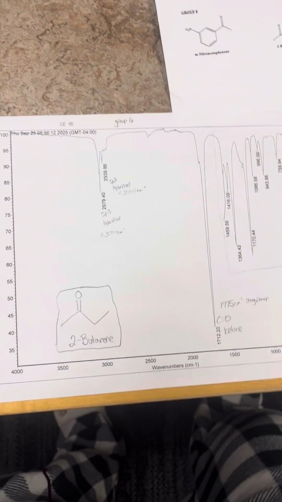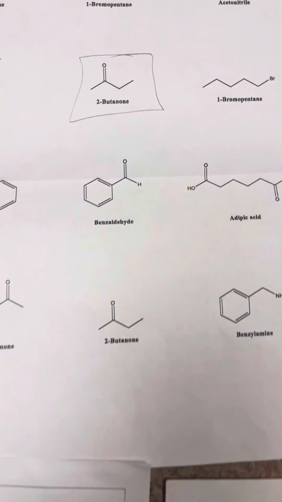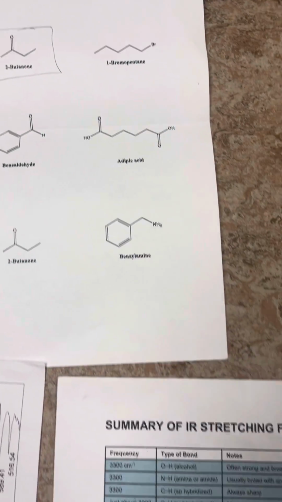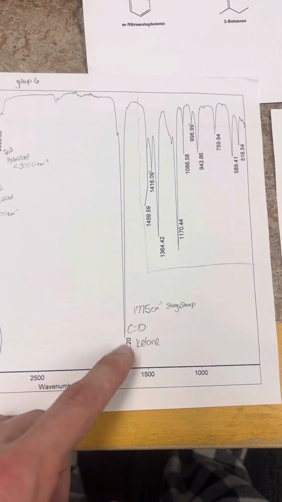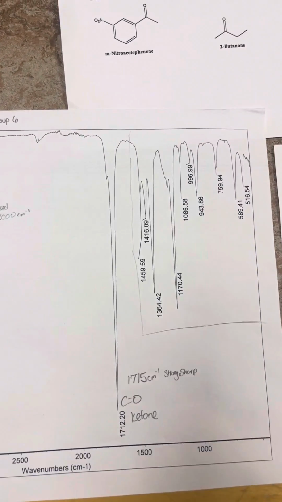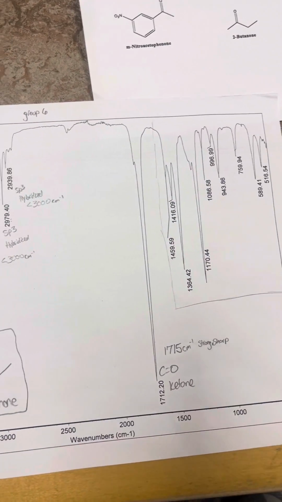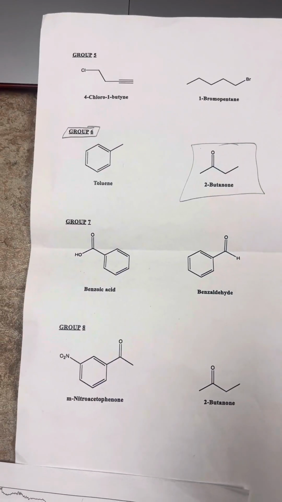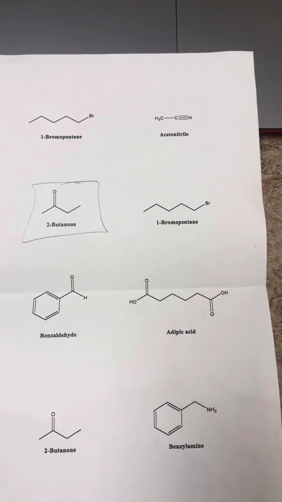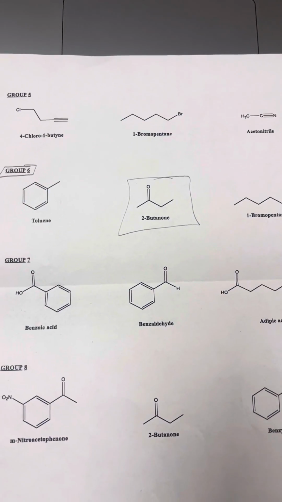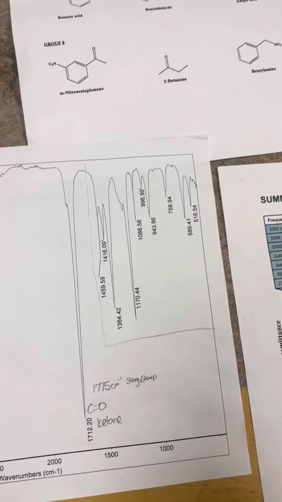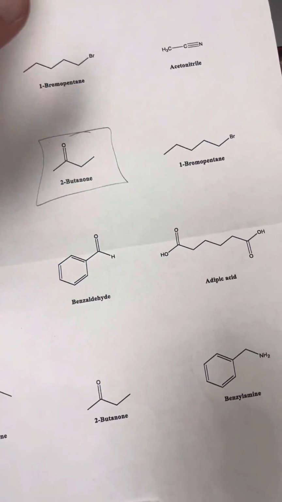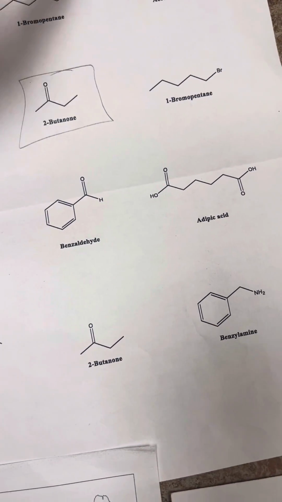So our final identification here, we can strongly confirm that it is going to be 2-butanone because of the C double bond O and the sp3 hybridized, which yes, all 3 molecules have sp3 hybridized, but none of them have a double bond O. And since we know that, we can finally get 2-butanone as our final unknown.